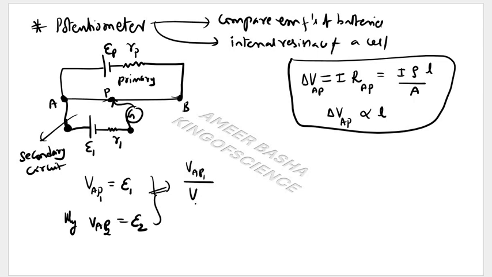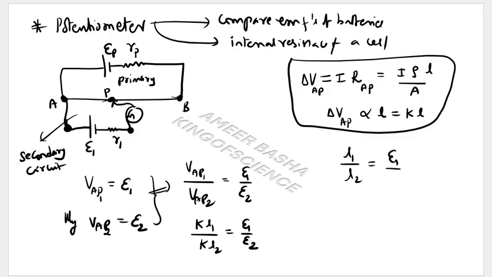VAP1 divided by VAP2 will be equal to E1 by E2. So I can write it as a constant multiplied by L. K is a constant, so K L1 divided by K L2 is equal to E1 by E2. So from here, L1 by L2 will be equal to E1 by E2. This is the simple comparison of two EMFs. L1 is the balancing length. This length is not necessarily 100 minus L. We don't require it to be of any particular length.